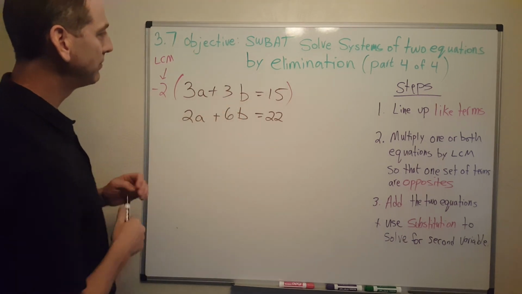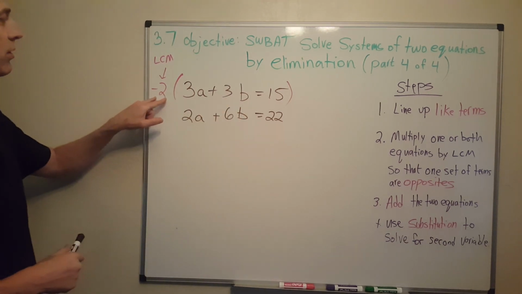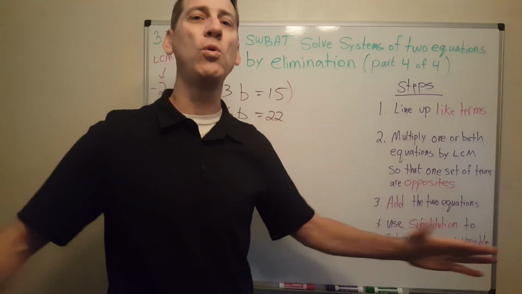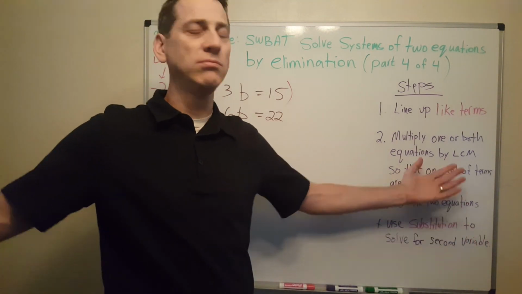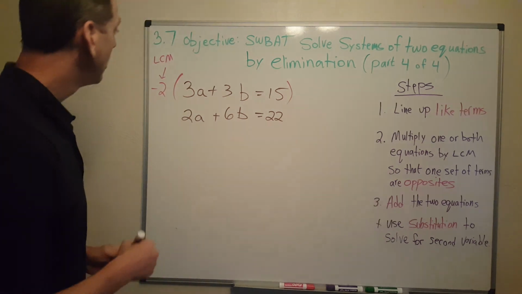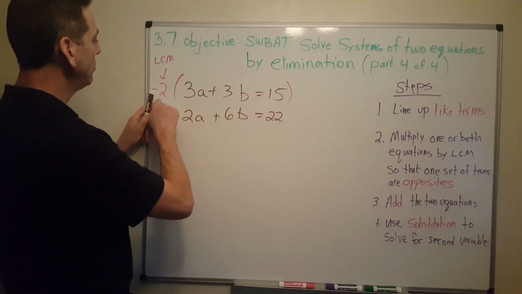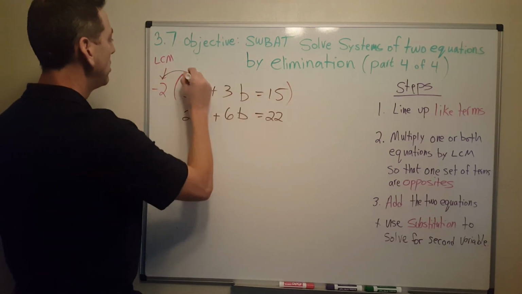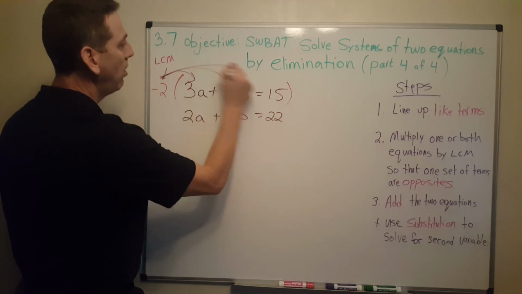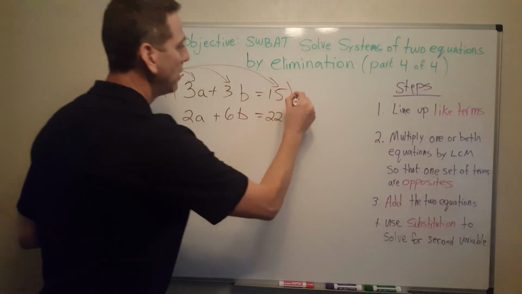But you get my idea. All right, so as long as I multiply the whole entire equation by -2, I'm fine. All right, so let's go ahead and distribute that -2. So -2 distributed to all 3 parts.